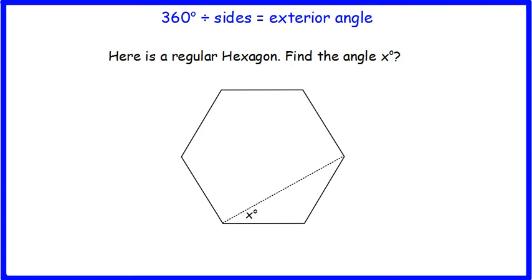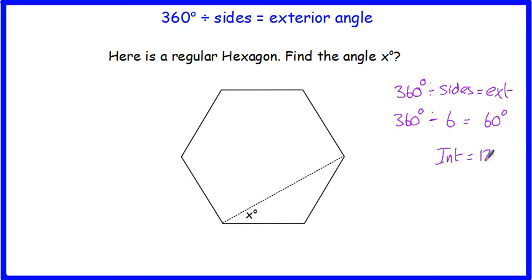Okay, here is a regular hexagon. Find the angle X. Okay, so 360 degrees divided by sides is equal to exterior, so 360 divided by 6, 60 degrees. So my interior is 120 degrees.